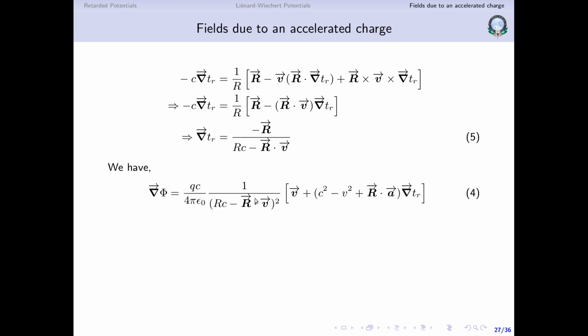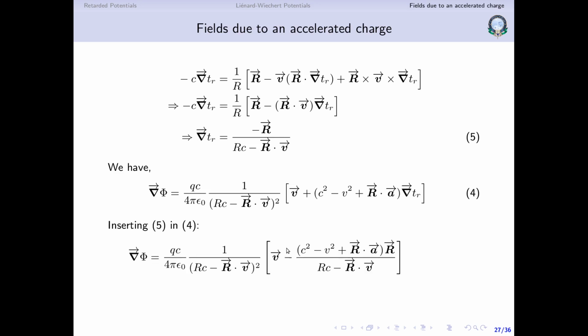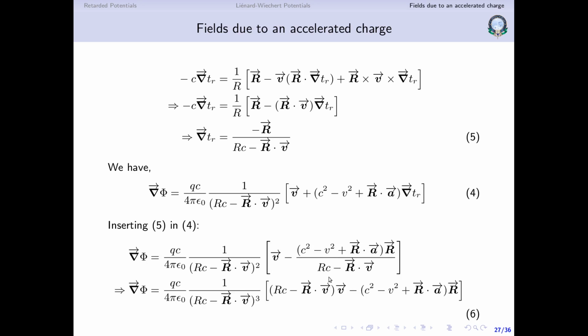Going back to equation number 4, gradient of phi was this entire quantity times v minus this entire thing into gradient of tr. We have now found out what gradient of tr is, which is equal to this. So we insert this back in this equation, and that is going to give us this large expression. Okay, so we just add these two terms.